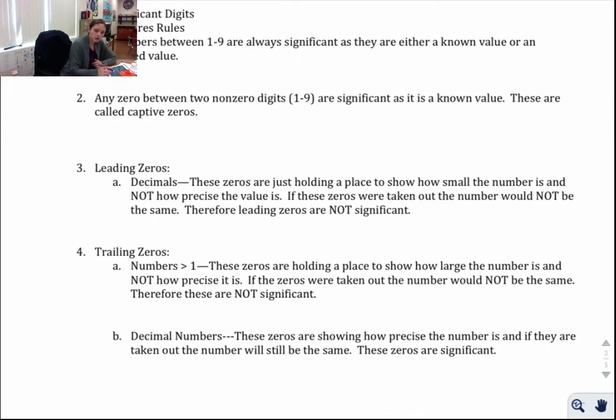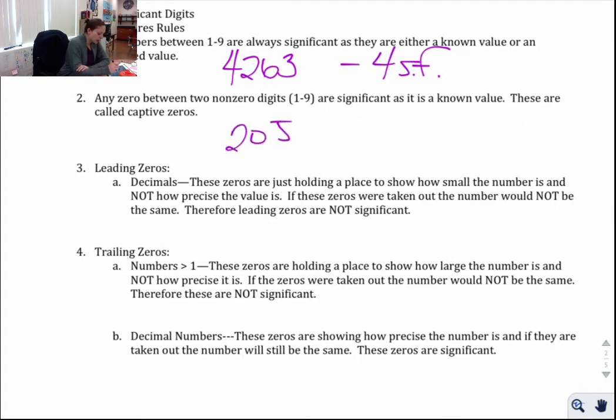You had these already once. Any number between 1 and 9 is significant. So for example, 4263 has 4 significant figures. I always use SF for significant figures. Any zero between two non-zeros is significant. It's called a captive zero. So 205 would have 3 significant figures. That zero in the middle counts because I know it. I know it's 200, I just know, well, 205 is my guess.